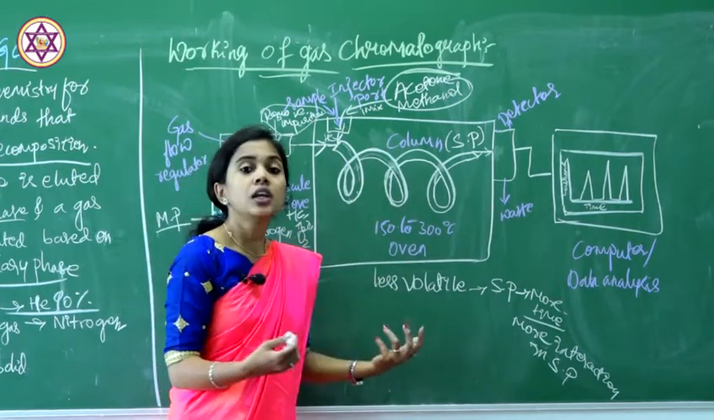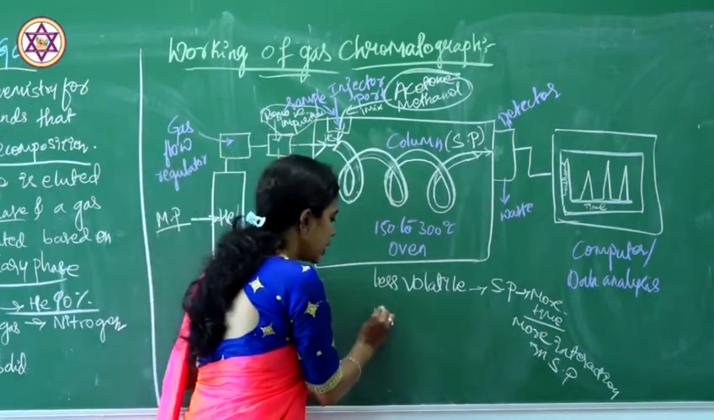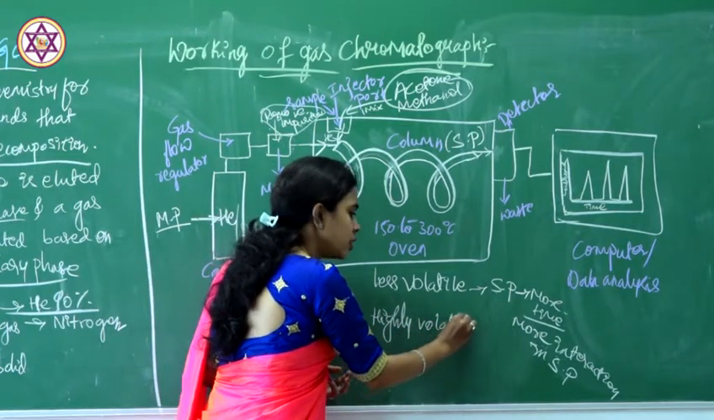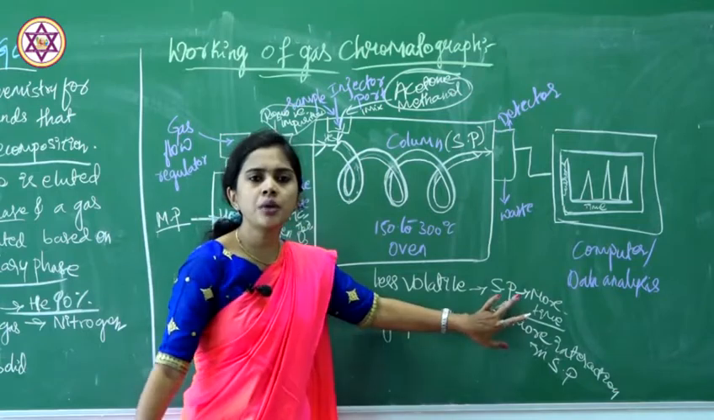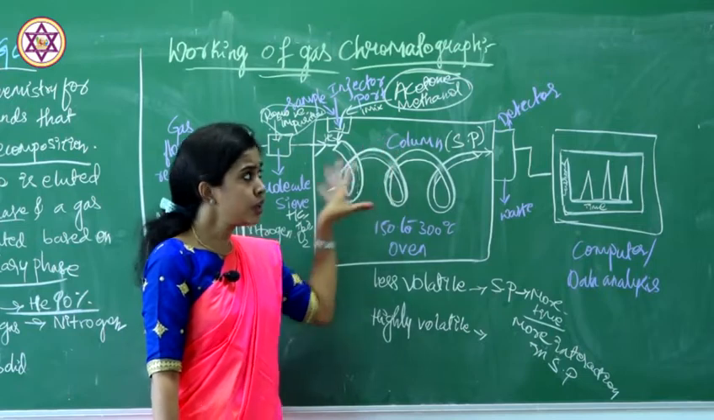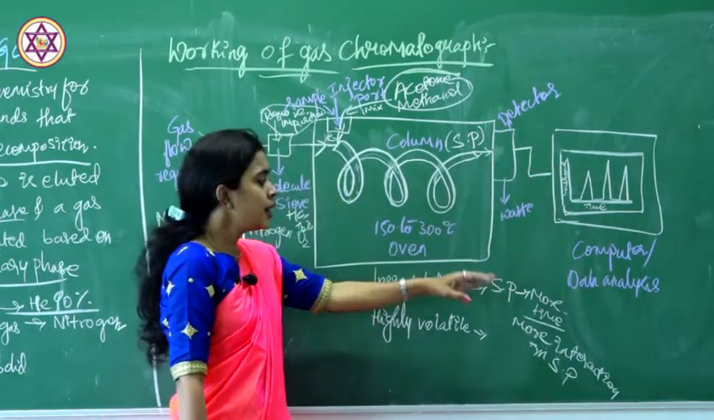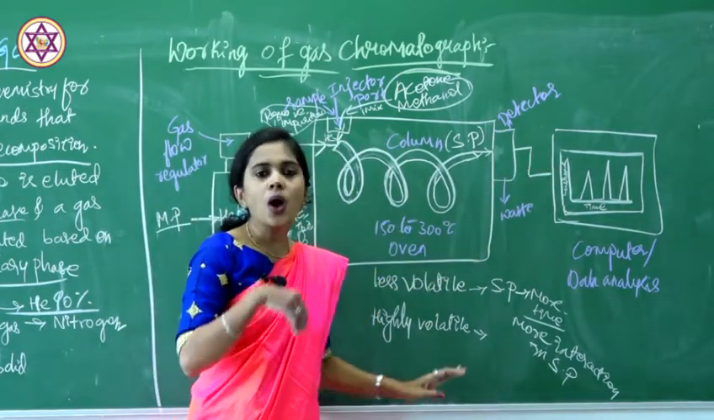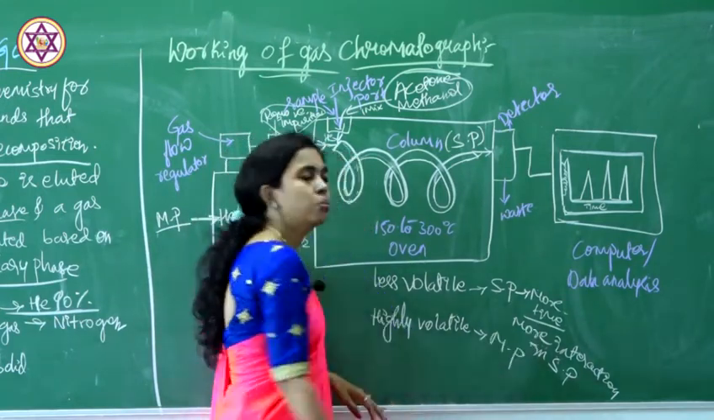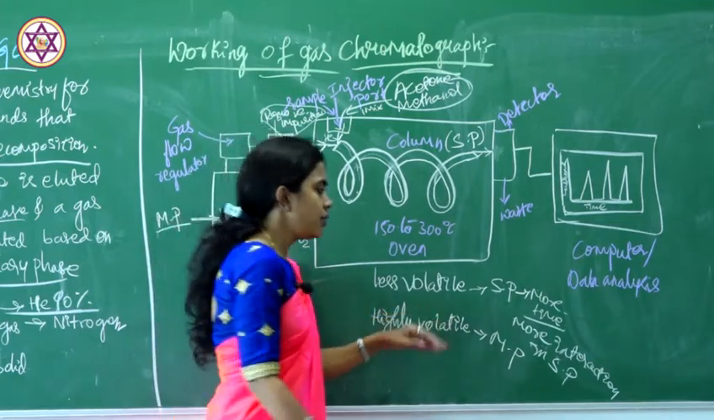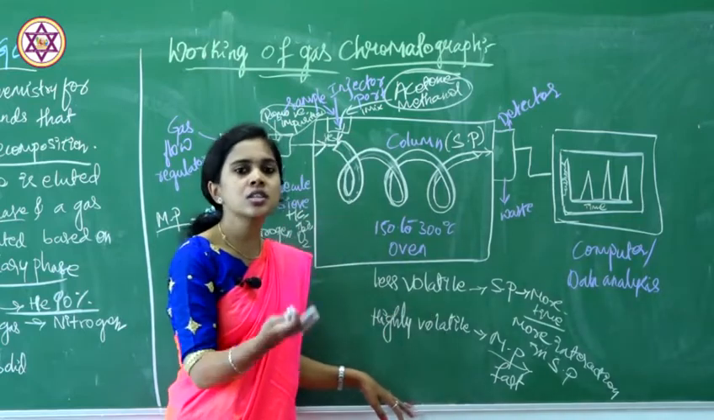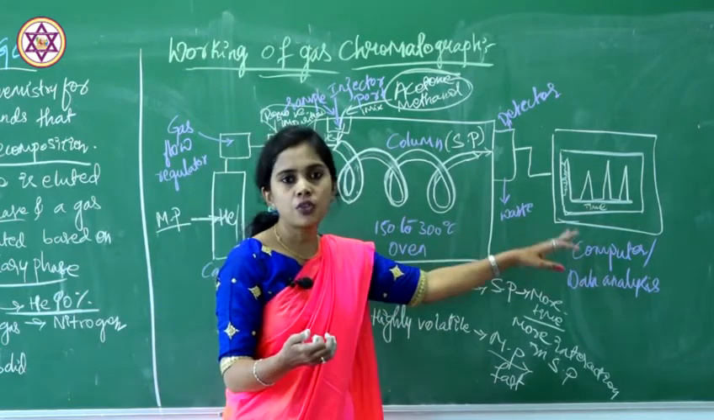If it is highly volatile in nature, then it will not stay more time with the stationary phase. It will not stay more time in the column. It will go out, but with what is it going out? It is going out with the mobile phase. It will get eluted faster, and we are going to get the peak faster.